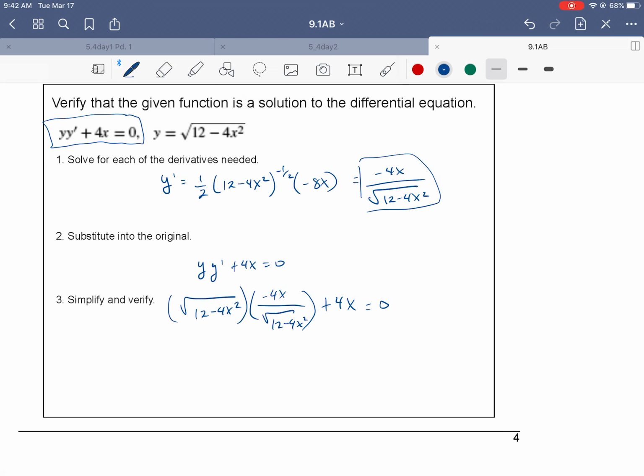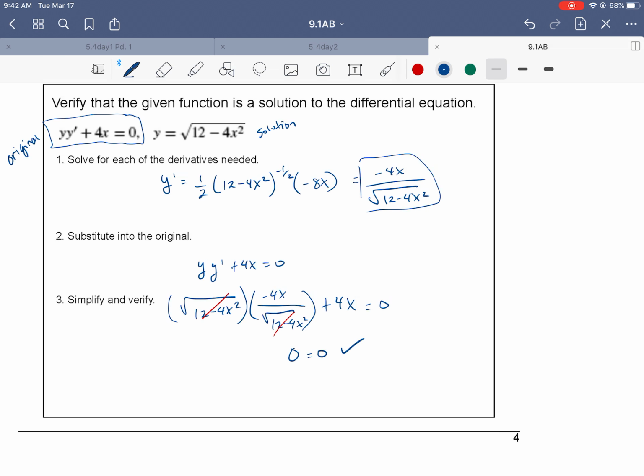And now once we've substituted, we can look to simplify and solve it. You can see that your square roots cancel. You're left with negative 4x plus 4x equals 0. And of course, that is a true statement, which confirms that we did begin with a differential and the general solution, or the original and the solution.